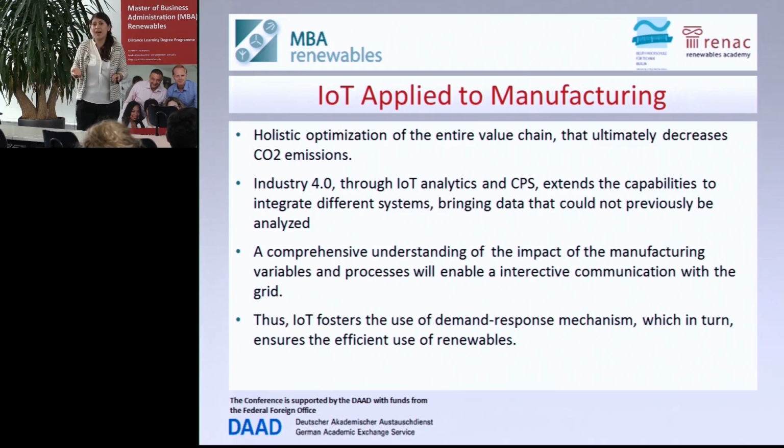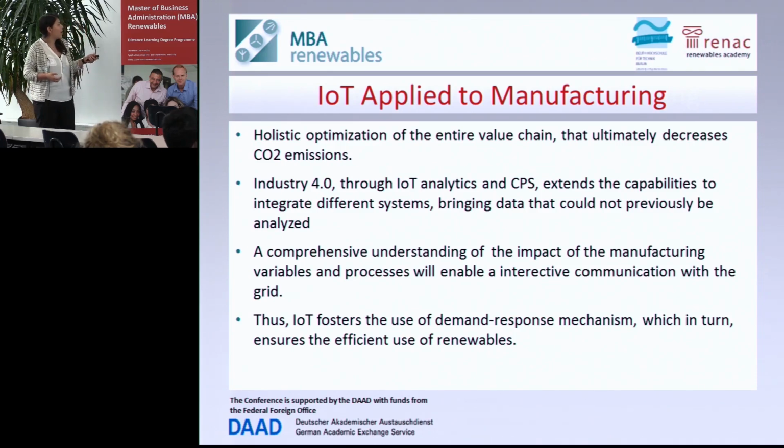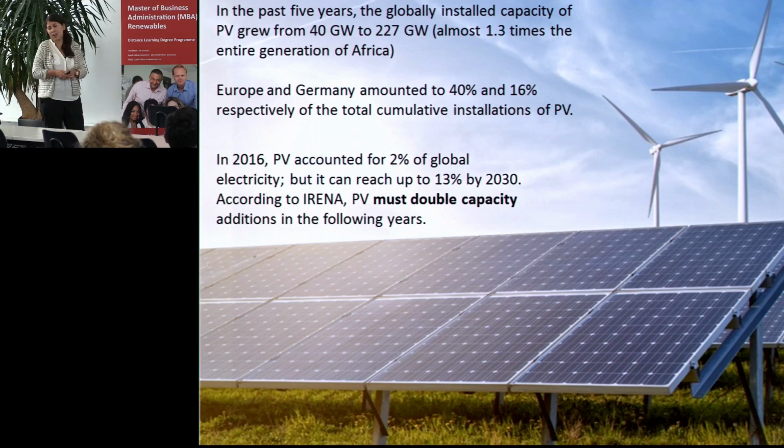So the idea of having IoT applied to manufacturing is that the information goes horizontally instead of in silos. So we can integrate information from different departments and use it to our benefit. Because of this, we can have a more comprehensive understanding of the impact on manufacturing and all the variables. And we can know and change the shift because we know how to do it. And for this, IoT fosters the use of demand response mechanisms that at the end of the day will help to make better use.